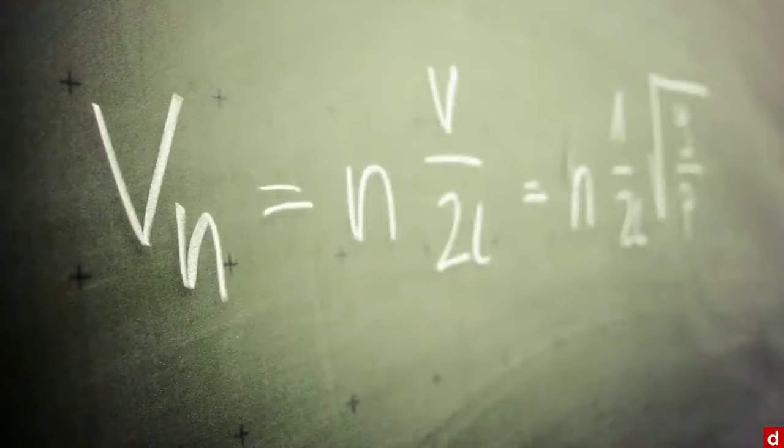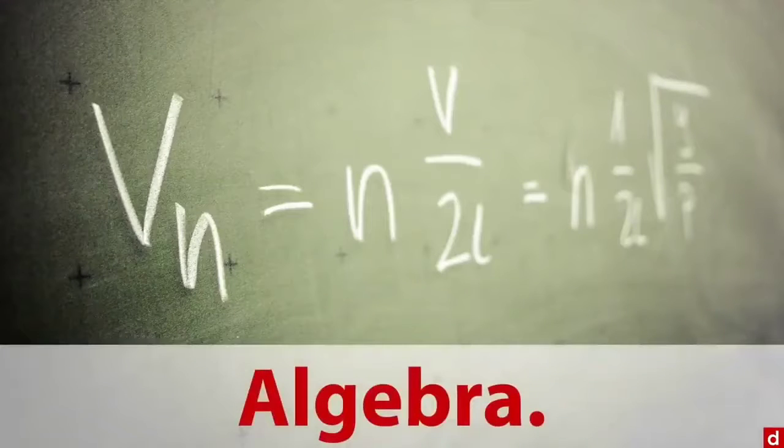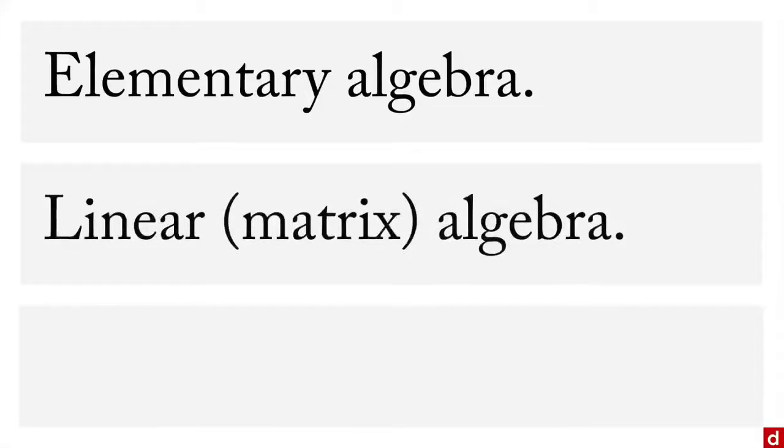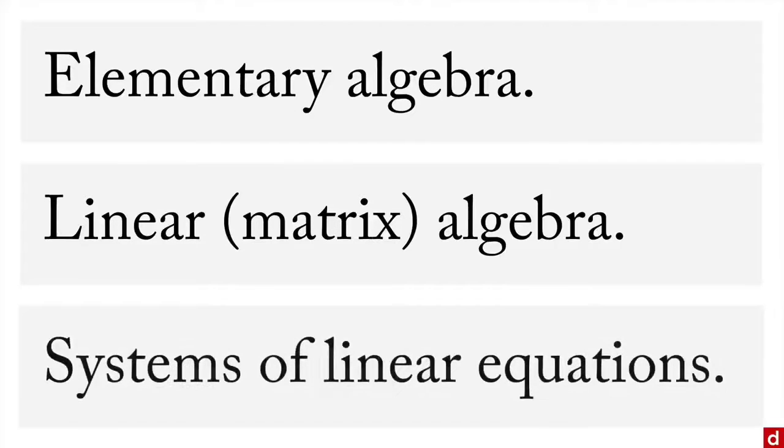Now, probably the most important thing to start with is algebra. And there are three kinds of algebra that we want to mention. The first is elementary algebra. That's the regular x plus y. Then there's linear or matrix algebra, which looks more complex, but is conceptually simpler and is used by computers to actually do the calculations. And then finally, I'm going to mention systems of linear equations, where you have multiple equations simultaneously that you're trying to solve.